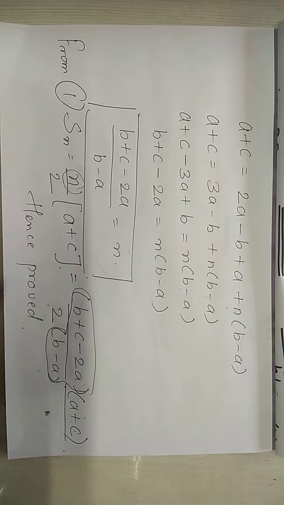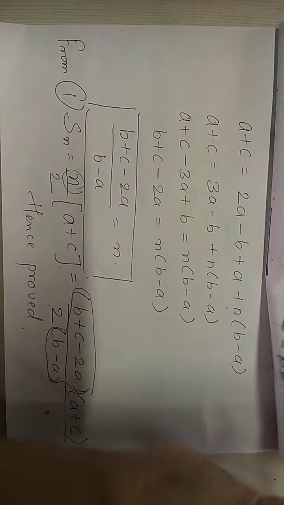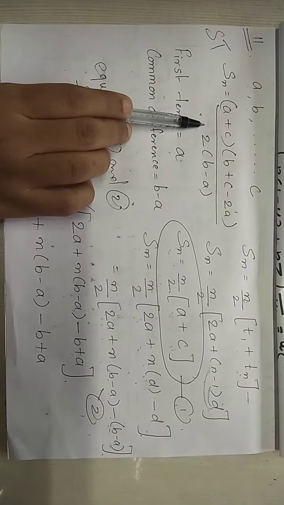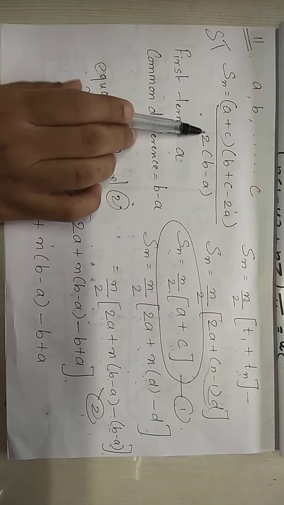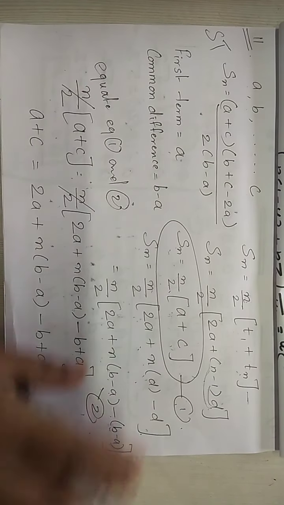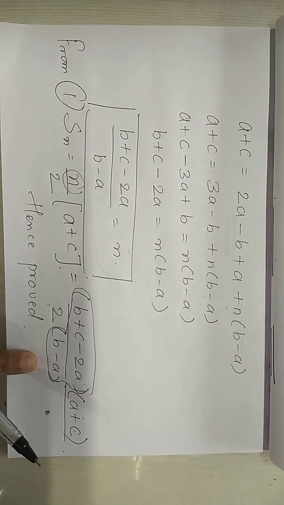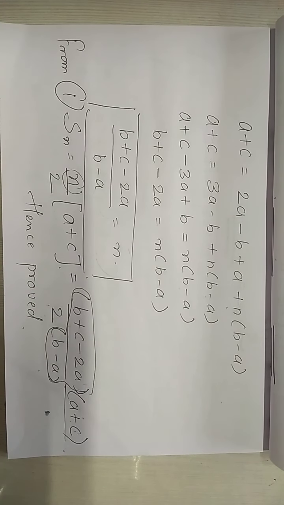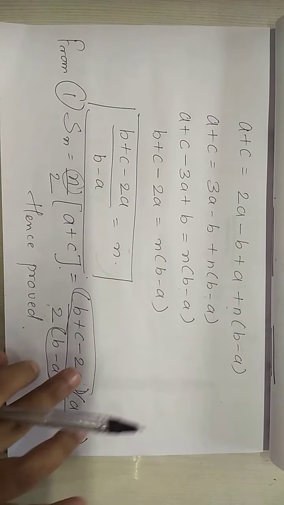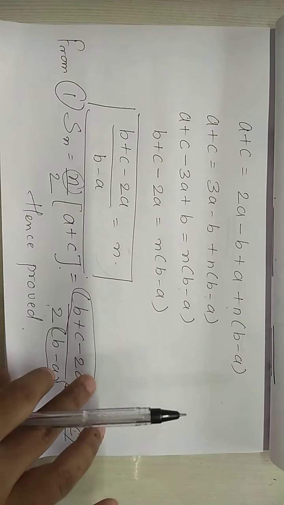And if you observe, this is what we were supposed to prove. Sn is so and so. In the show-that statement, this is the thing which we wanted, which we have already proved here. See, it is proved. So we write hence proved. Okay. Now let's go for the last sum for today.